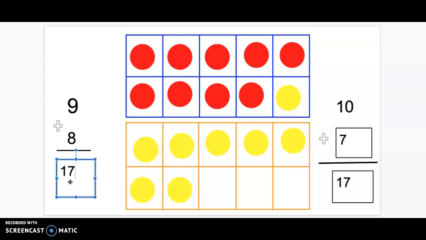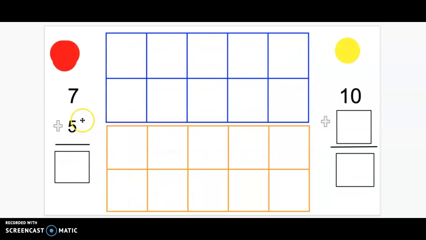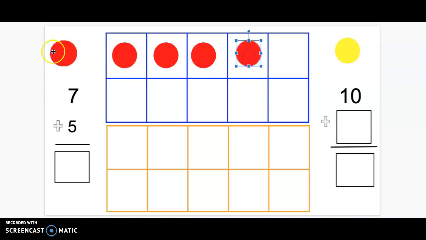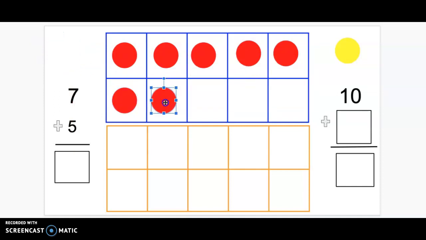Let's try another one. Now we have 7 plus 5 equals. Well, again, let's go ahead and make 10 to help us add. We have 7 counters. Let's go ahead and use our red counters. Here's 1, 2, 3, 4, 5, 6, 7. I have 7 counters here, which is this number here, 7 counters, plus 5 more.